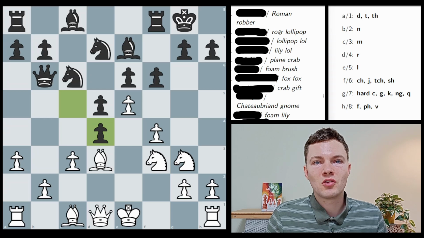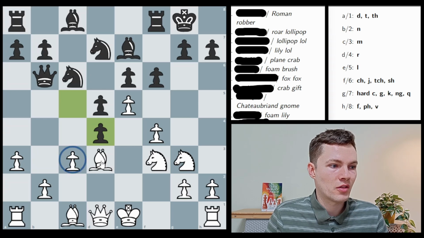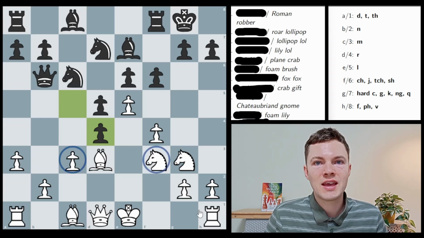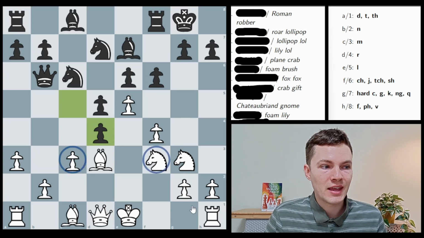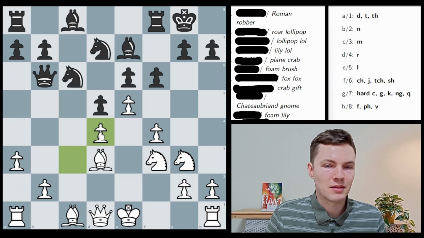White replies raw. This is also d4, now with 1 syllable. So given the 2 options are the pawn on c3 and the knight on f3, the 1st candidate piece is, of course, the pawn on c3. So that's the piece that makes the move.